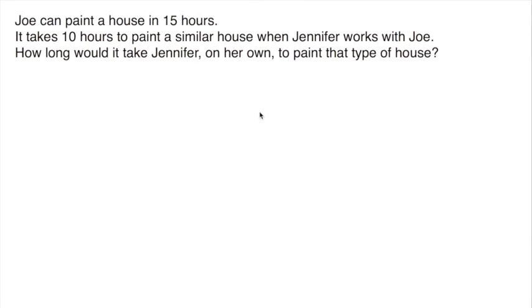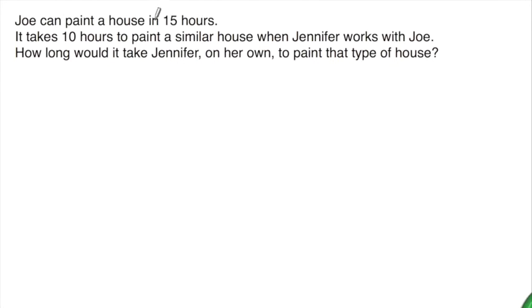A similar type of work problem. Here we have Joe can paint the house in 15 hours, but in this case we know how long it takes Joe to work with Jennifer. It only takes them 10 hours to paint a similar house when Jennifer works with Joe. And here we want to kind of break it apart. How long would it take Jennifer on her own to paint the same type of house? Alright, so the setup is basically the same.